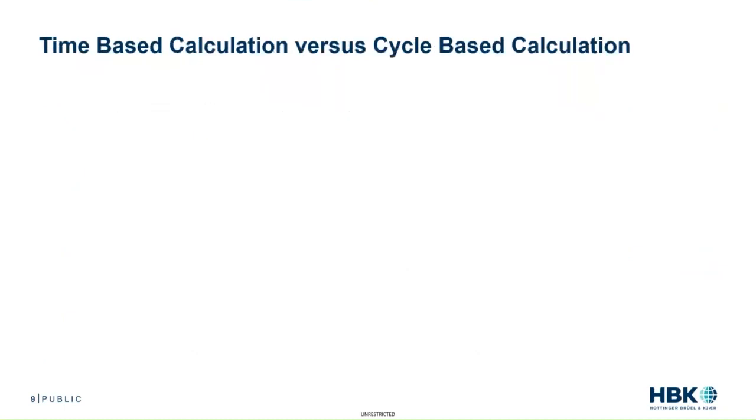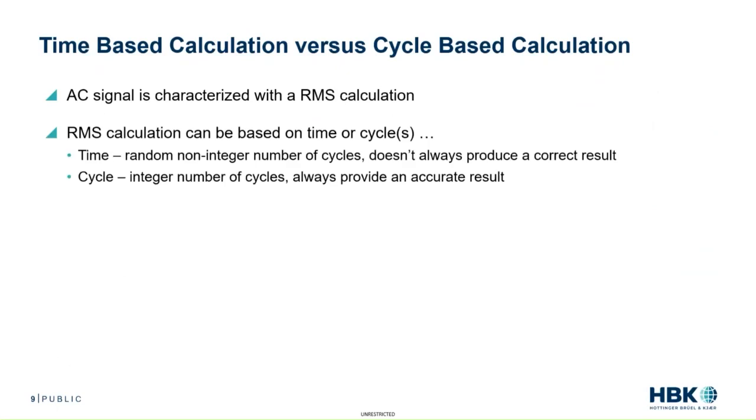But first, we want to talk about some time-based calculations versus cycle-based calculations, because this is the key point about how one goes about improving the speed of the measurement. So we'll start with the AC signal. It's primarily characterized with an RMS calculation, and that can be based on time or cycle. So let's just quickly review a fundamental measurement.